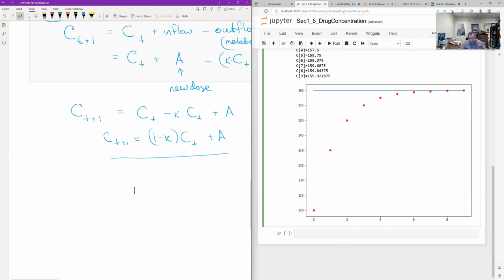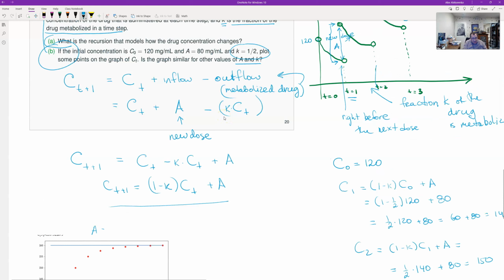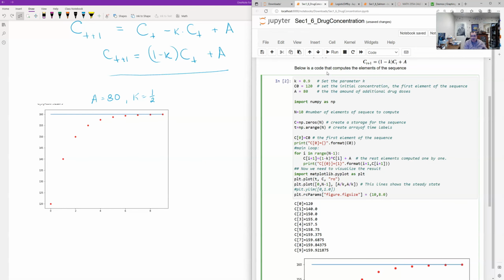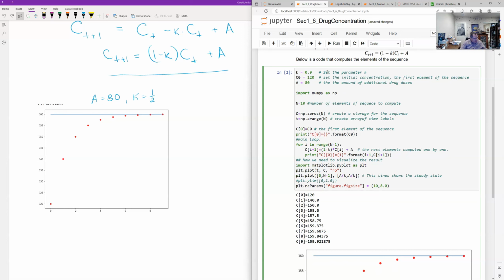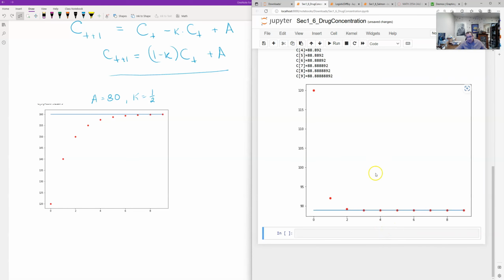So first of all, let me just get that picture copied. Those values were computed for A equals 80 and K equals 1 half. So let us try to increase the metabolization rate. Suppose most of the drug is metabolized, so 0.9 of the drug is completely absorbed into the body. How does that affect the process? Let's run the simulation and look at what's happening.